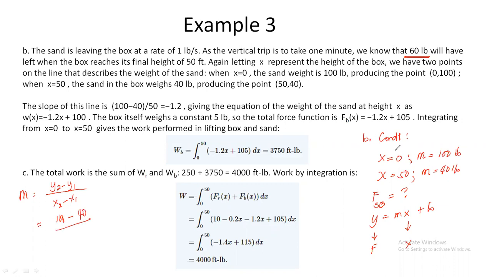And for the x, if you have subtracted in this manner, 100 minus 40, then when you subtract here, it should be 0 minus 50. Note that your subtraction here is 100 minus 40, and when you do the subtraction in the denominator, that would be 50 minus 0. That should not be the case.